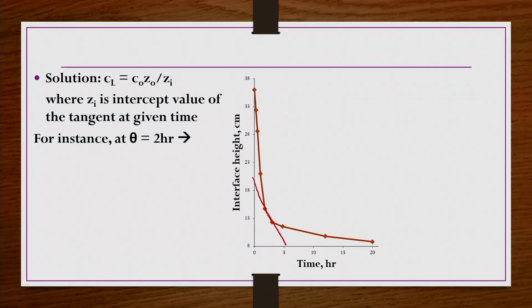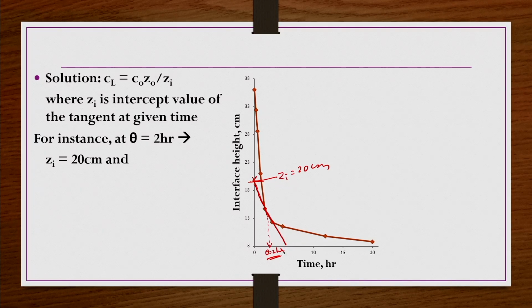Right. So, let us say this is the point corresponding to theta equals 2 hours, not 2 minutes, it is given in 2 hours. So, at 2 hours, if you draw a tangent, it may intercept the y axis at 20 centimeters. So, this zi corresponding to this one is nothing but zi equals 20 centimeters.